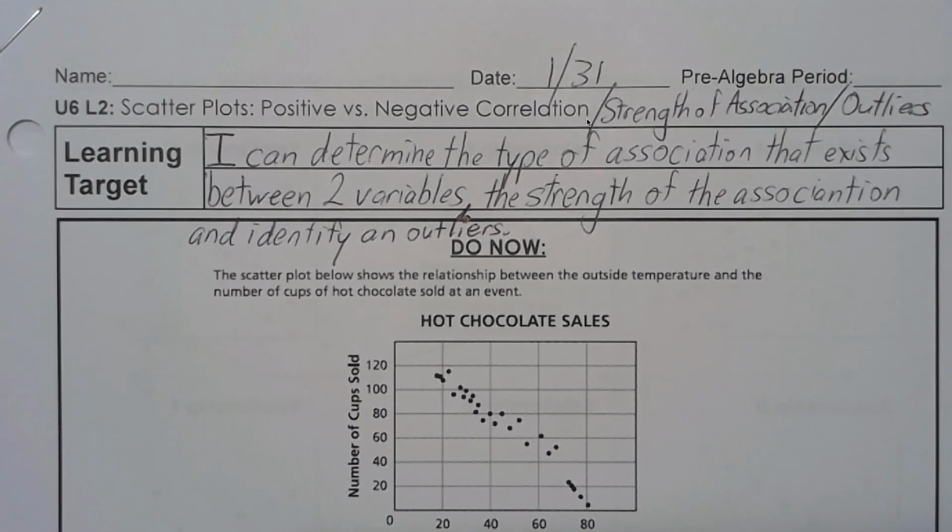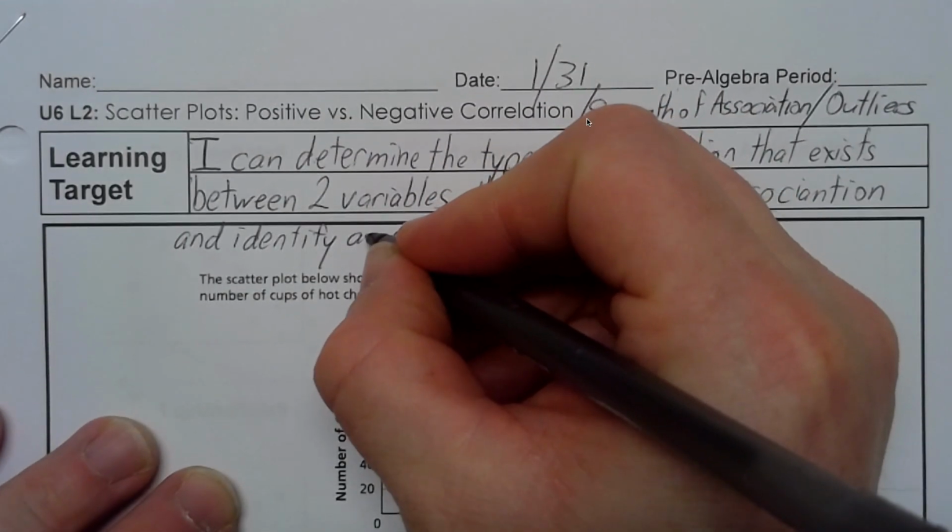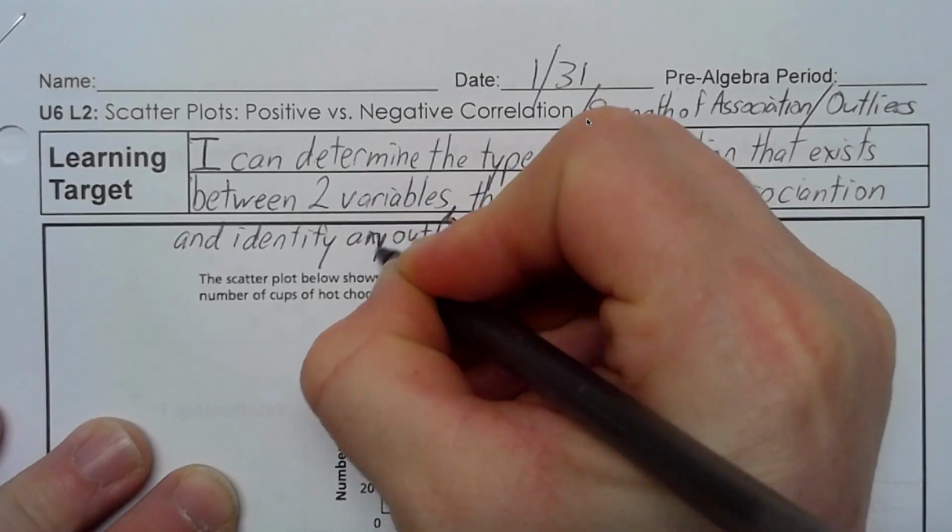So our learning target for Unit 6, Lesson 2, it's a long one, I'm sorry. It's I can determine the type of association that exists between two variables, the strength of the association, and identify any outliers. Man, I got some typos in this one.